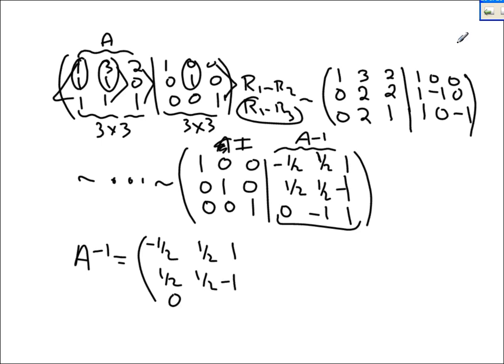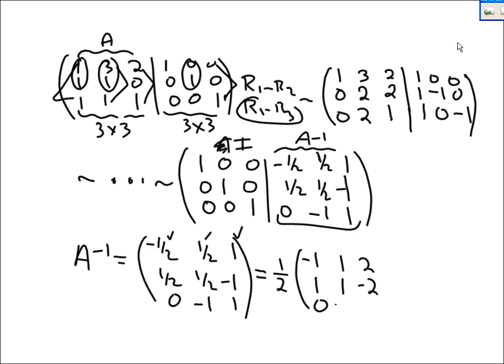Now, if you wanted to check it, I would factor out a half. A half times negative 1 gives me negative a half. A half times 1 gives me a half. A half times 2 gives me 1. 1, 1. Negative 2 is 0. Negative 2, 2.